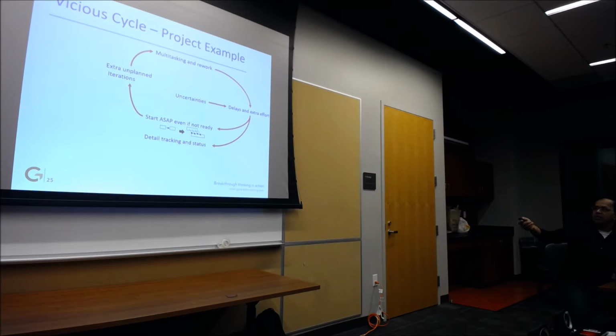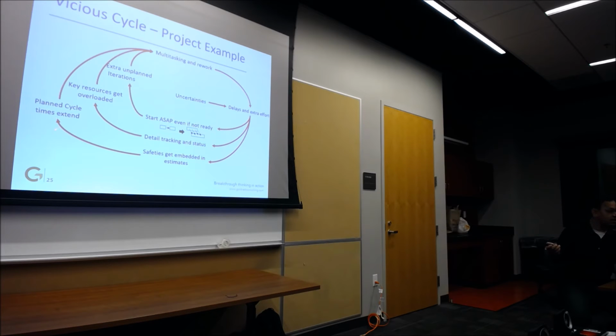Now once you're delayed, management gets worried and they start to track in detail. Every day they want status. They are like, more meetings. Tell me where you are. Send me emails every night. Something like that. Then your key resource gets overloaded just to do this administrative stuff. And then you start into more multitasking and rework. And in that situation, what will happen? You start to protect yourself. You start embedding more and more safeties into your project. Once that happens, your planned cycle time goes up.